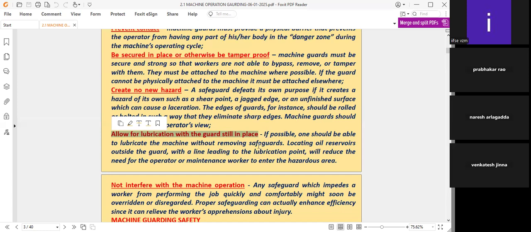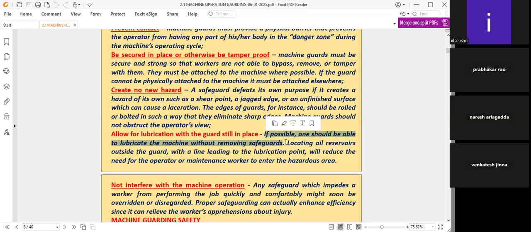Otherwise, the bed bolt has to be opened, the guard kept aside, lubrication done and the guard put back again. That is a longer process, and the fellow will put it back without bed bolting after the lubrication is over. Therefore, that's what I'm saying: if possible, one should be able to lubricate the machine without removing the safeguard. That facility you have to look after before purchasing, or before selection, or before designing anything.